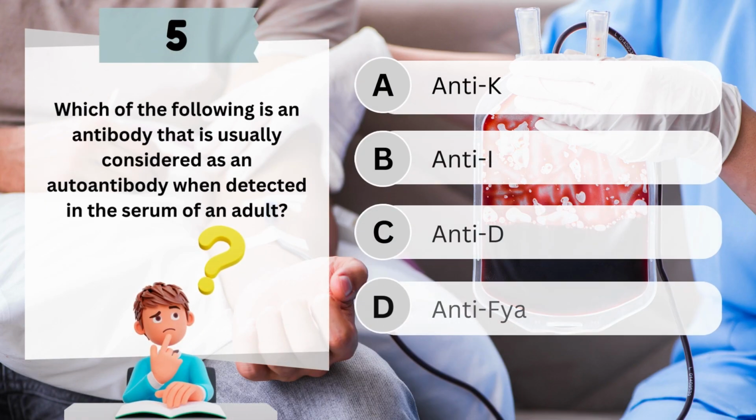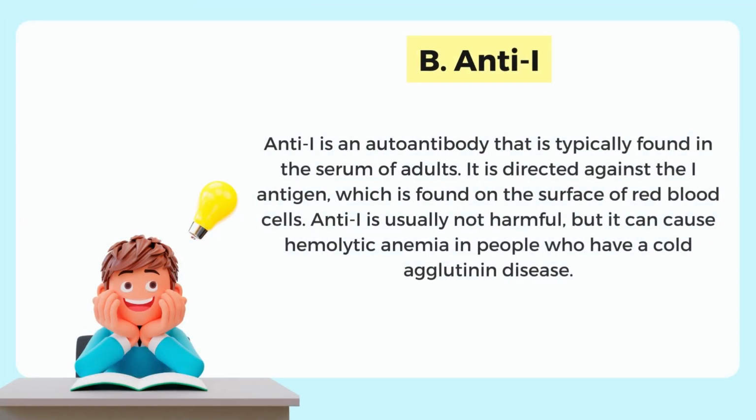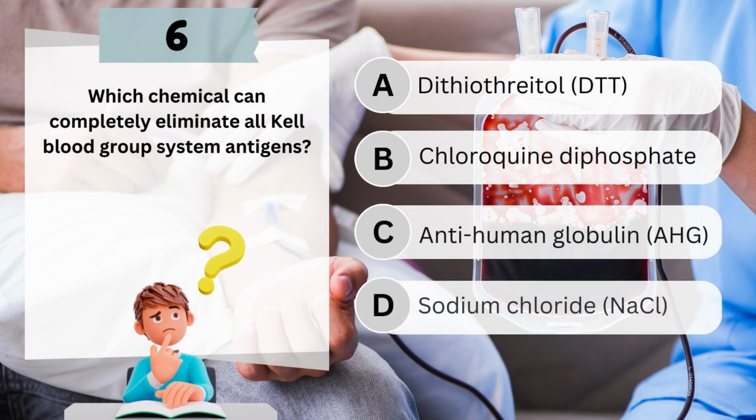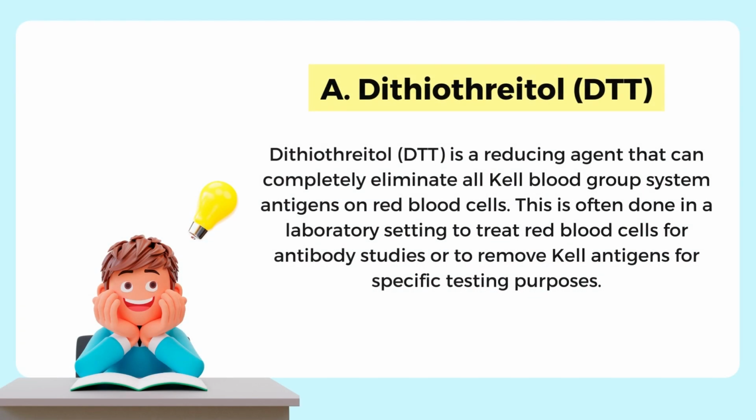Which of the following is an antibody that is usually considered as an autoantibody and detected in the serum of an adult? The correct answer is B. Anti-I. Which chemical can completely eliminate all Cal blood group cysteine antigens? The correct answer is A. Dithiothiol.